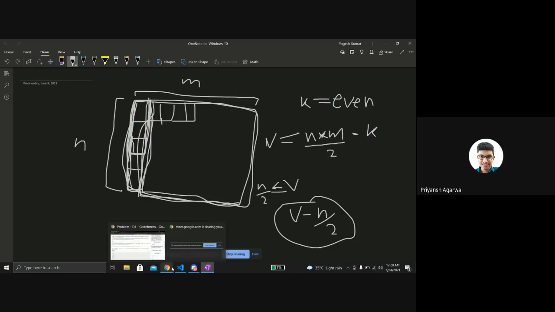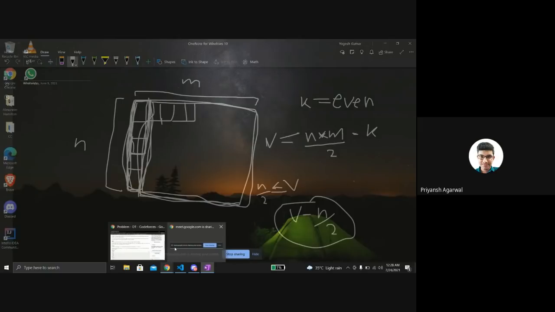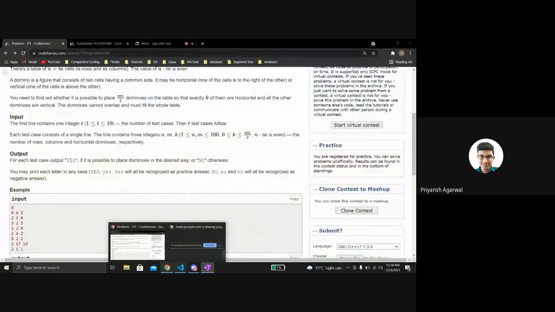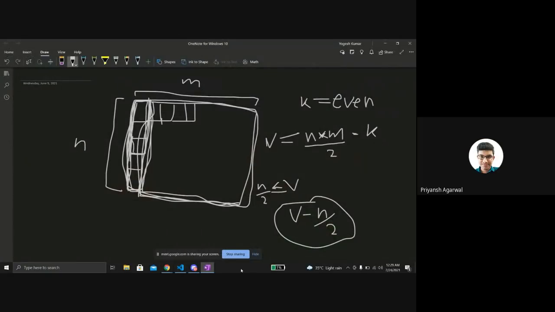So basically it just reduces to the same problem again, right? After we've just filled up this first column. And similarly, if we have m as even, then we would be just considering k only. We would not be considering n into m by 2 minus k.